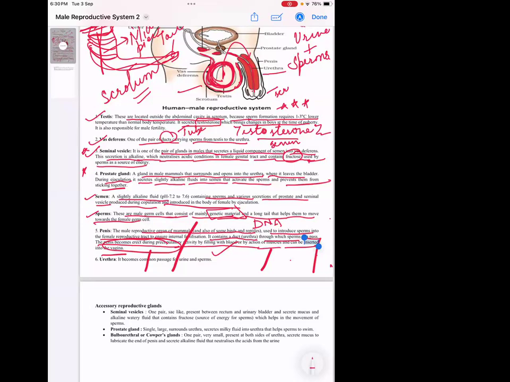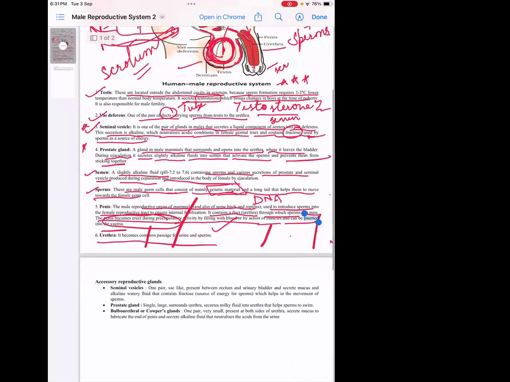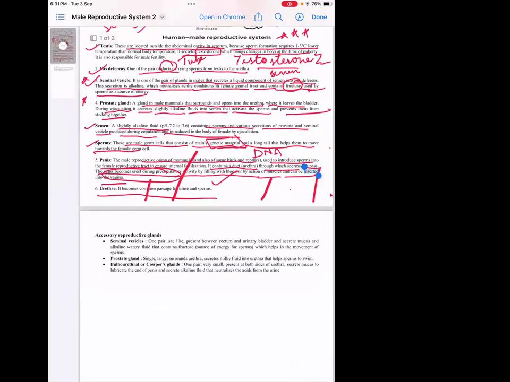Since the muscle of the penis will be filled by the blood, the penis will get erected. And once it gets erected, it becomes easy to pass the sperm or to insert the penis into the body of the female. Then the next and last part, the urethra, becomes the common passage for the urine and sperm. With the help of the urethra, the urine and the sperm will be passed.